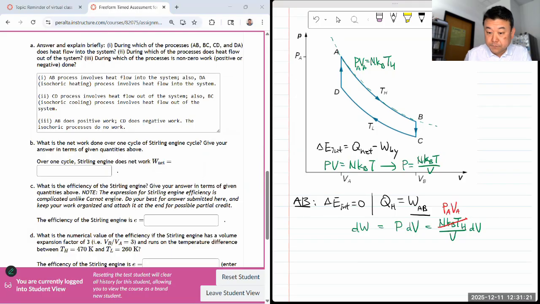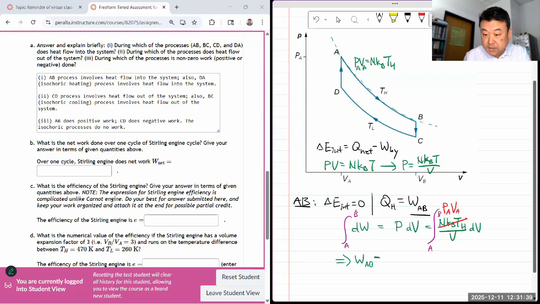So I imagine doing the integral of this from initial A to B, integral of this from A to B. Then what you end up with is, on the left hand side, that'll be the work being done from A to B. That's equal to the right hand side.